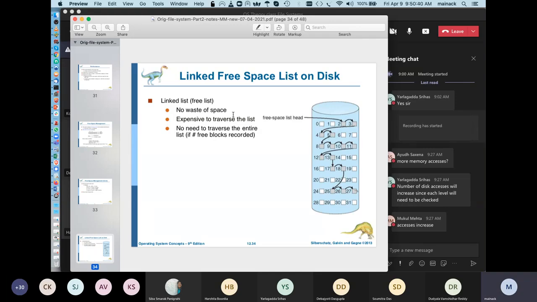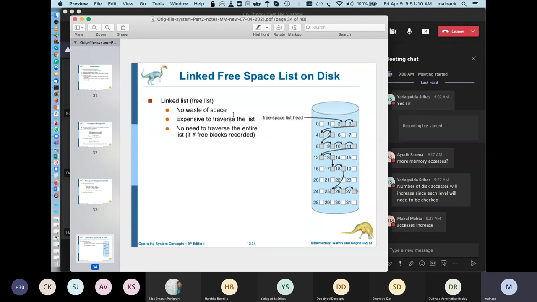There is no waste of space, unlike the bit vector, which basically told you that if you buy more hard drive, please also buy some more RAM. There is no such waste of space. Also, there is no need to keep another table in memory. However, the problem with a linked list is that traversing the list is expensive, and for searching you need to do that.